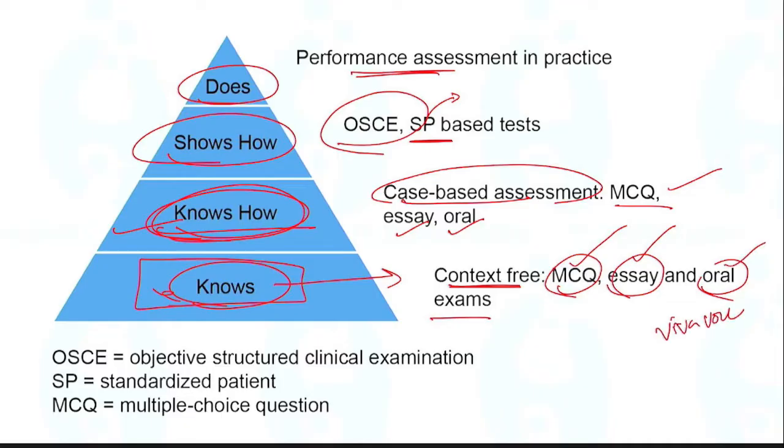Then we have knowing how to do things, that is a competency based thing. The student is given cases or case descriptions, and they are told to assess the case and give their own decision making points. That can again be done through complex MCQs. That cannot be a direct one on one MCQ. It should be a little bit complex to understand the knowledge of the student. Next, it can be done via essay.